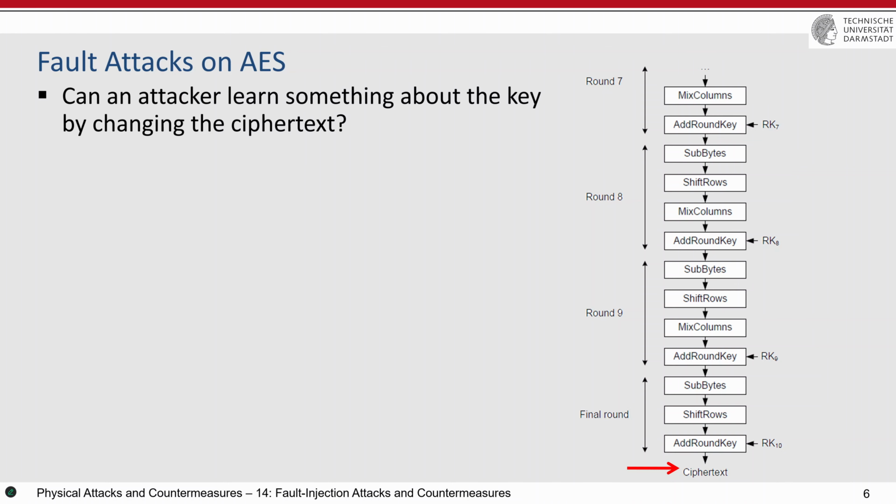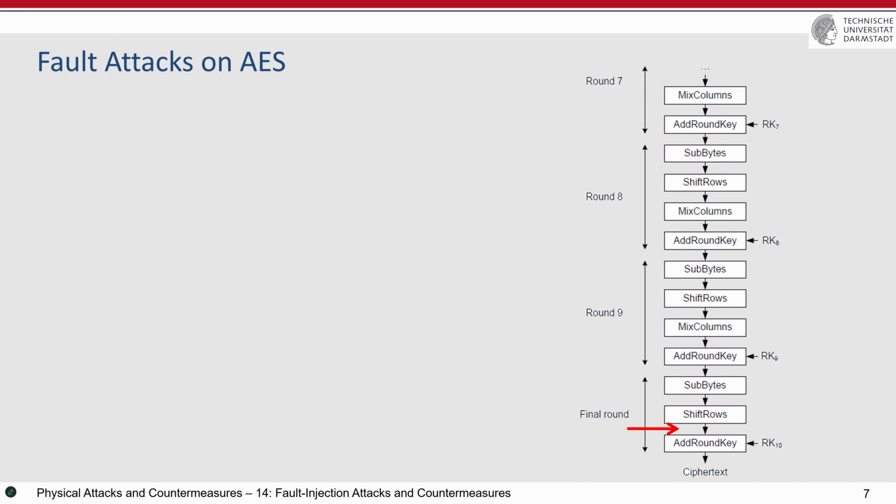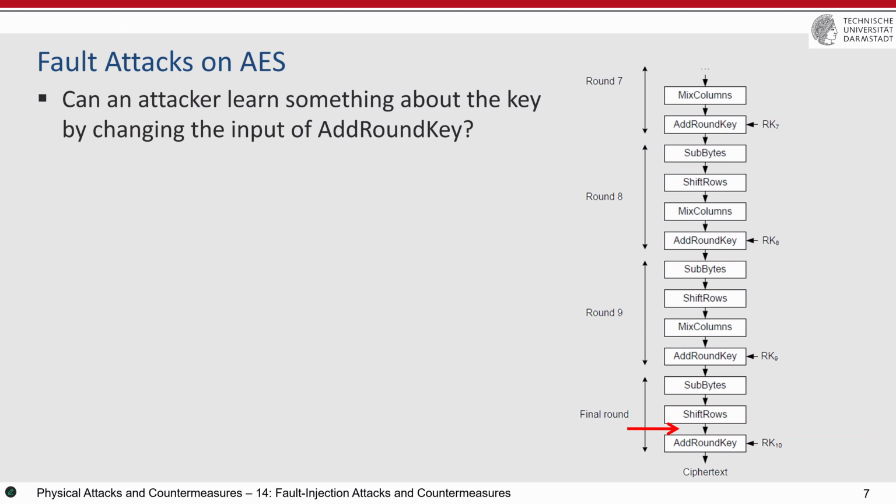If we inject a fault at the ciphertext, the question is whether we learn anything about the key. Of course not, because the ciphertext is already generated. The key is not involved anymore, so you don't learn anything. Then we go up one step and say, if we are at the input of the round key at the last round, and we inject the fault there between the shift rows and add round key, what happens? In which scenarios are we able to recover the key?